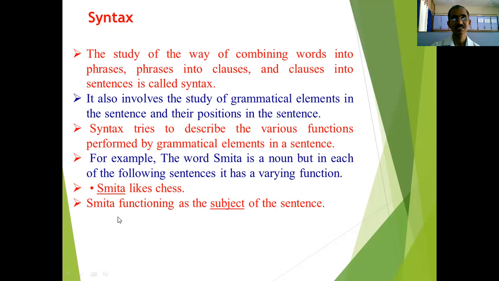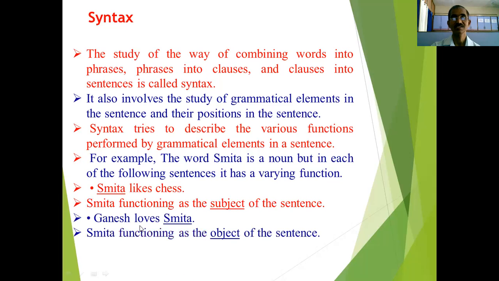But in the second sentence, Ganesh loves Smita. Here the word Smita changed its place and came at the end, and it has a different function. Smita is a noun, but its function is different. In the second sentence, Ganesh loves Smita, Smita functions as the object of the sentence. In the first sentence, Smita functions as the subject, and in the second sentence, as the object.